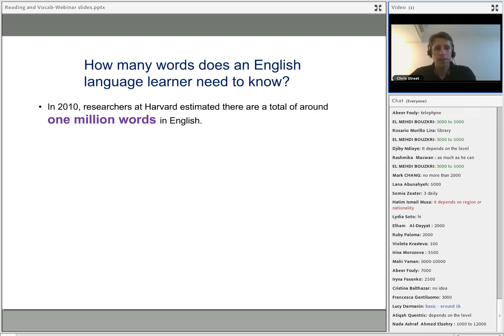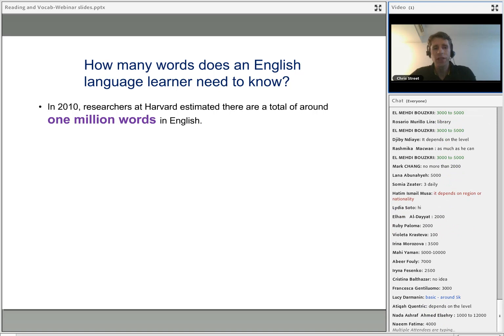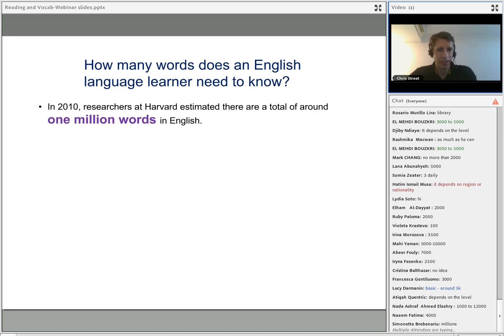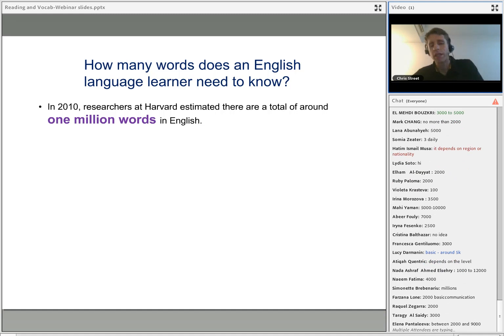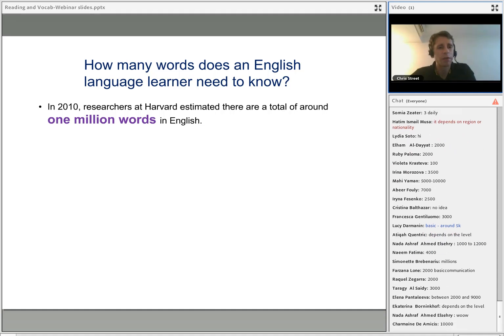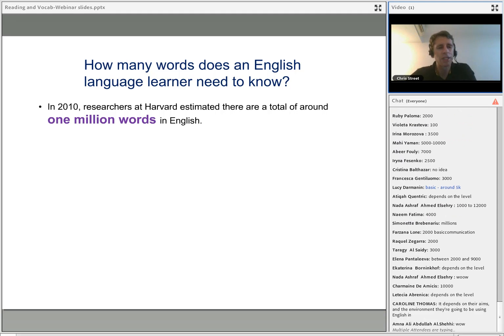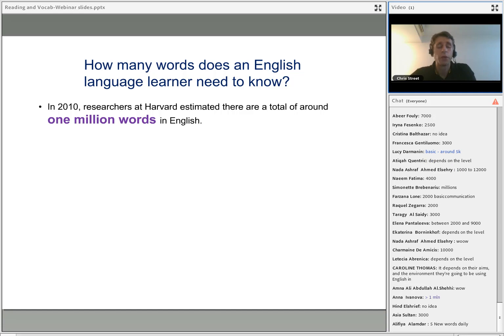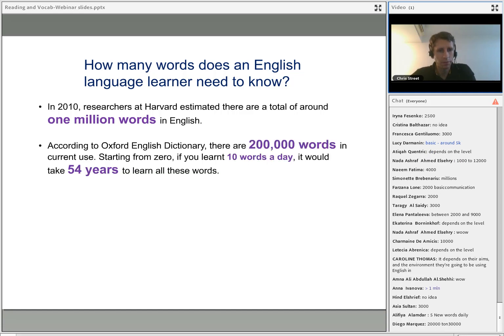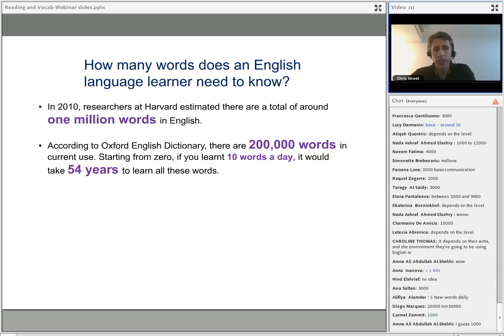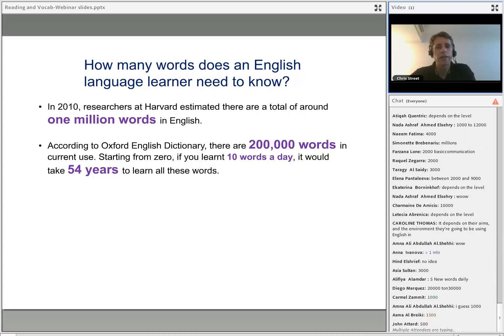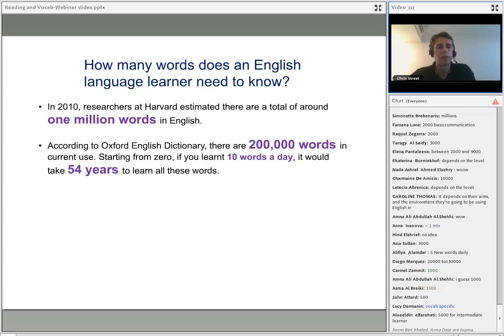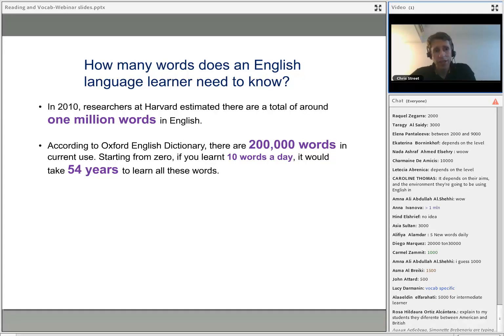Now, in 2010, researchers estimated that there are a total of around 1 million words in English. Now, if you told an English student that they had to memorize 1 million words, I think they'd give up immediately. This figure of 1 million includes all the archaic words, all the words that are no longer in use. So nobody needs to learn 1 million words. Now, according to the Oxford English Dictionary, there are currently about 200,000 words in use at the moment. But again, this is too many. If you start from 0, and if you learn 10 words a day, it would still take you 54 years to learn all these words.